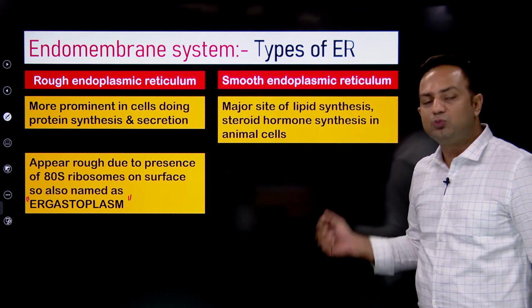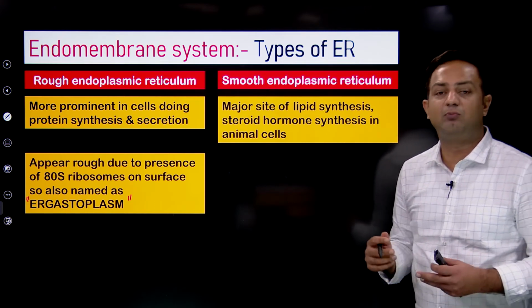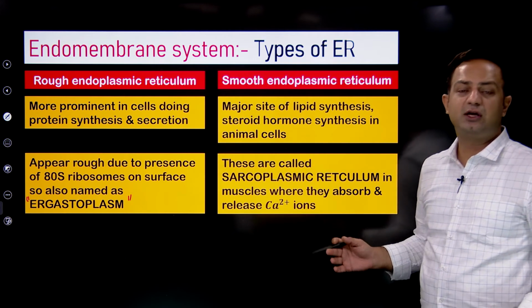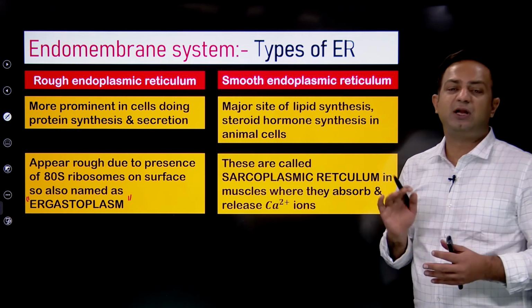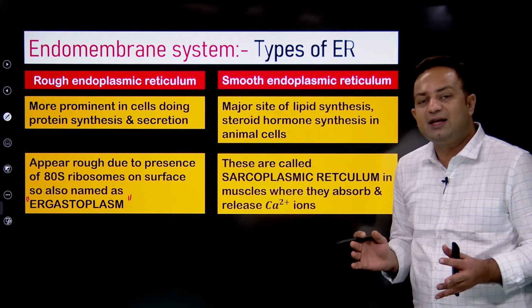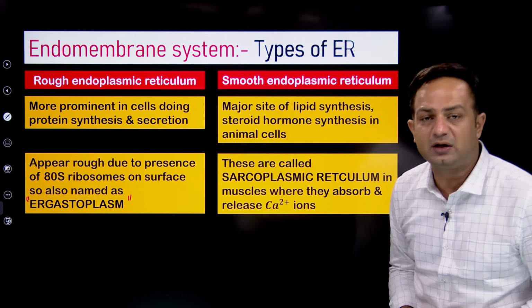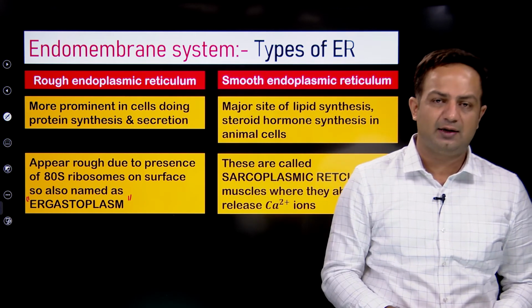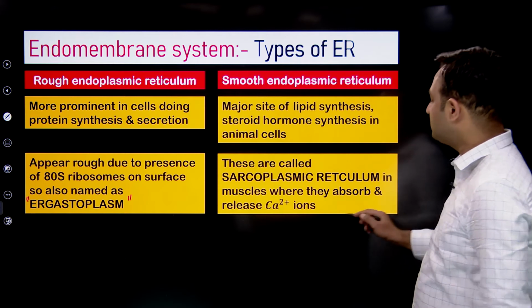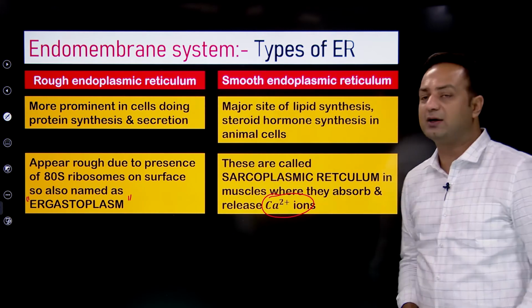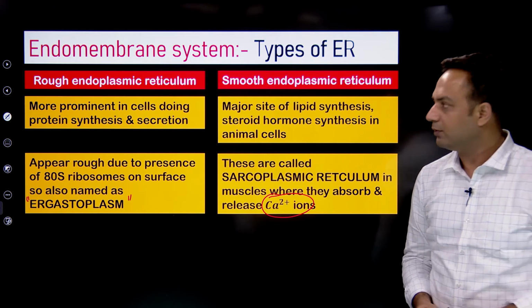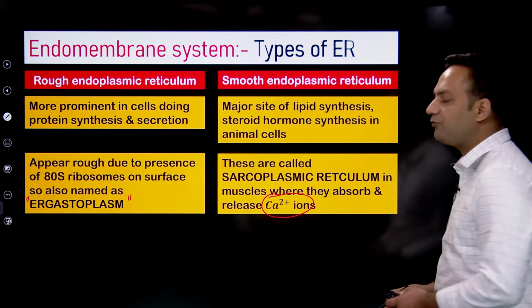In the same way, the smooth endoplasmic reticulum has one more name, particularly in the muscle cell, where it is associated with the release and uptake of calcium ions. I repeat, release and uptake of calcium ions means it is related to the cell organelle involved in contraction of the muscle cell, that is the smooth endoplasmic reticulum. Why am I saying this? It is because of the role it plays regarding calcium ions. This is about the types of ER.